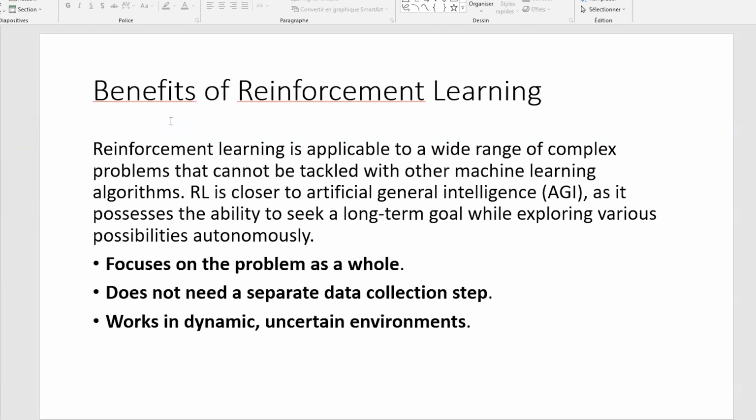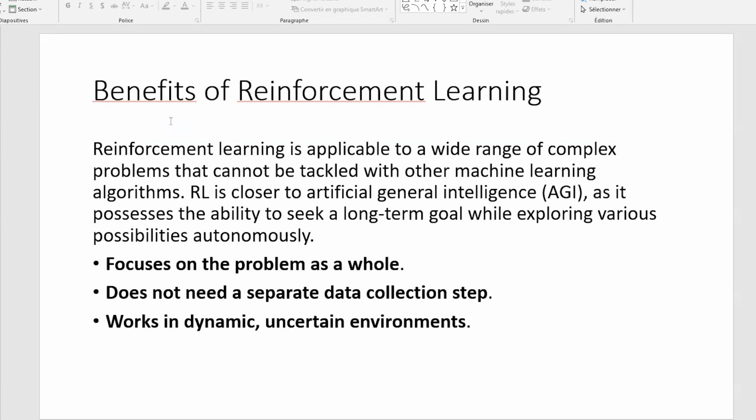It does not need a separate data collection step, which is one of the limitations of the supervised learning approach, because in supervised learning, data collection is a crucial step. And even after collecting the data, there's another step called feature engineering, which is very important. In some cases it's even more important than the classification phase, because if you miss that phase, you can completely destroy your system at the end.